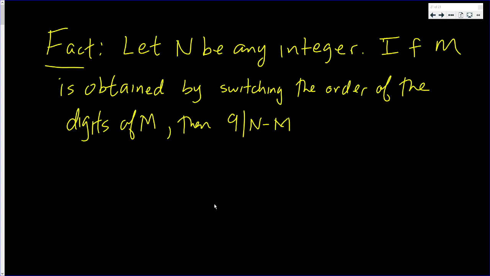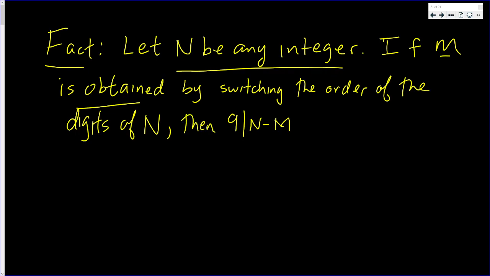In this video, we're going to prove the following number theory fact. It's very interesting. Let n be any integer. If m is obtained just by switching the order of the digits of the original number n, then 9 will divide the difference.